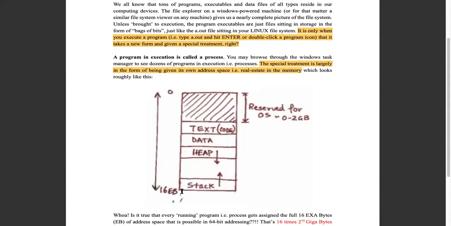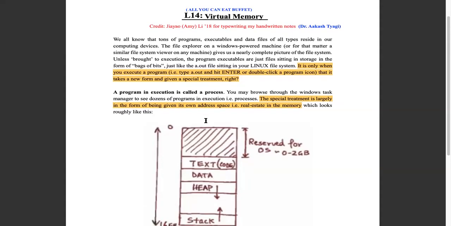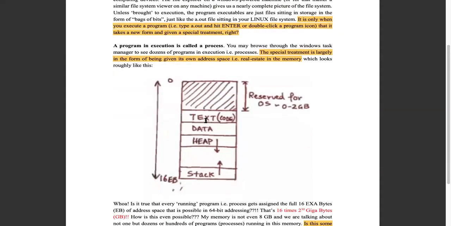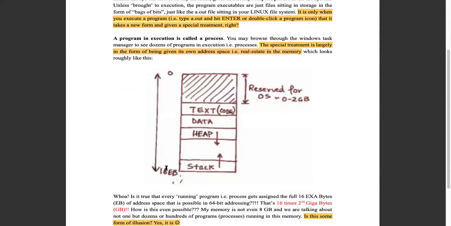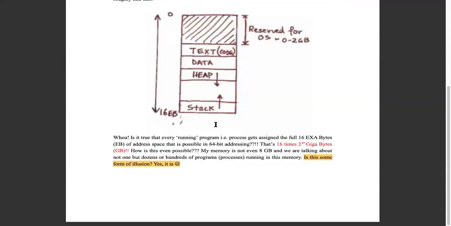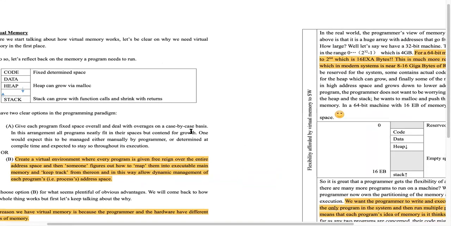64GB memory space, right? Since there are 64 bits of address, 2 raised to power 64 is 16EB. That is 16 times 2 gigs. So every process will have these components, and it is assumed that every process will have its own private space, which is practically infinite.